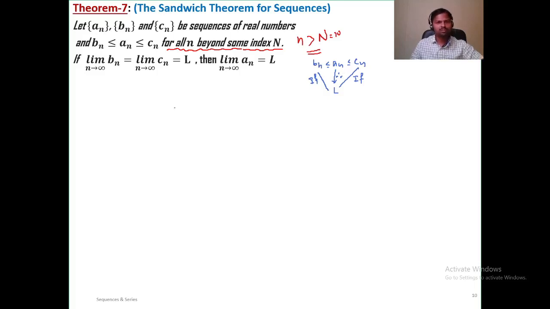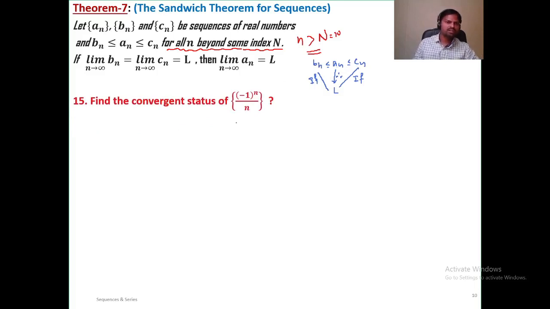Let me do some problems, then it will be very clear. Problem number 1: find the convergence status of this sequence. I already did this problem by the concept of subsequences. The same problem we can attack using the sandwich theorem also. Let us take the nth term of the sequence as an equals minus 1 to the power of n, divided by n.